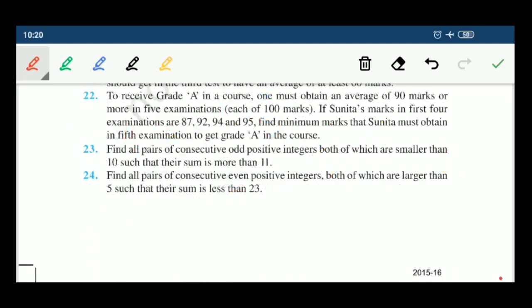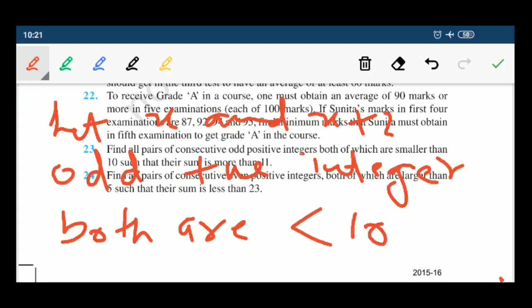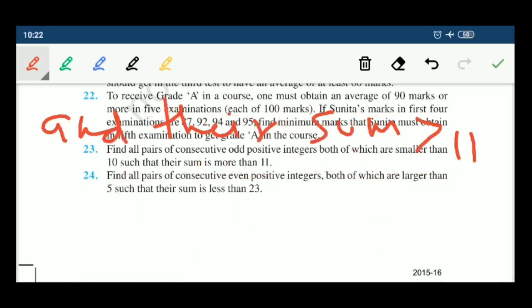See the 23rd question. Find all pairs of consecutive odd positive integers, both of which are smaller than 10, such that their sum is more than 11. See the solution of this question. Let x and x plus 2 be odd positive integers, both less than 10, and their sum greater than 11. Please note down both numbers x and x plus 2 are less than 10 and their sum is greater than 11.